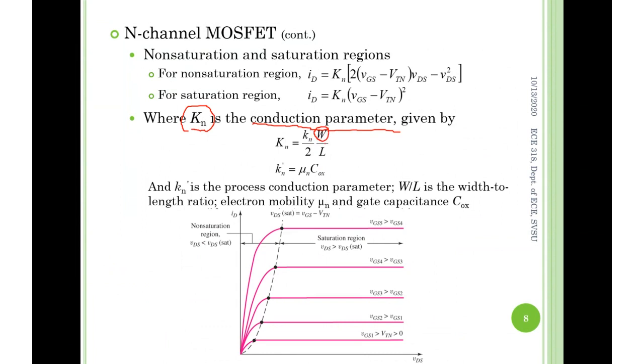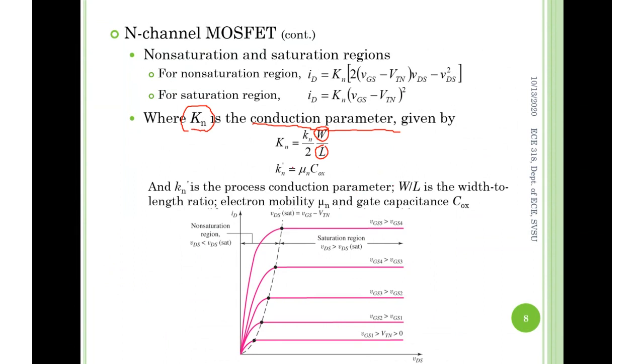W over L. Anyone remember who is the W, who is L? Who are they? Width and length. Of? And channel. Good, very good. Of the channel. Great job. Width and the length, good. All of you noticed this width and length, very good. Of the channel, in the previous slide.